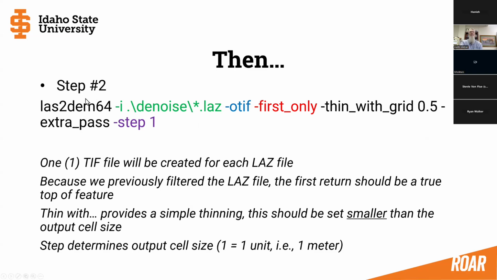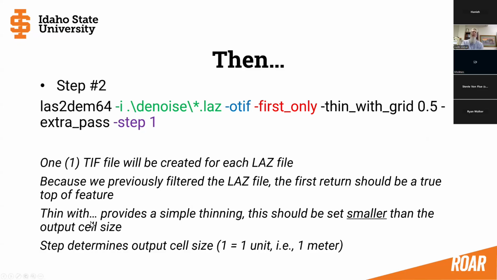Again, that's the command. And here's our first parameter. The input, go into the denoise folder where we just wrote all of these LAZ files. The output file format is TIFF. That's what we want. We want first only returns. That's essentially going to be our highest hit. But because we denoised it, it should all be very real returns. And then we put in a couple of these things here, thin with grid 0.5, run an extra pass. And I'll talk about what those are here in just a little bit. And then step one. This one's really important.